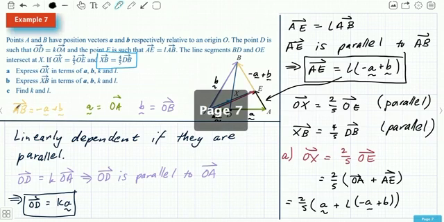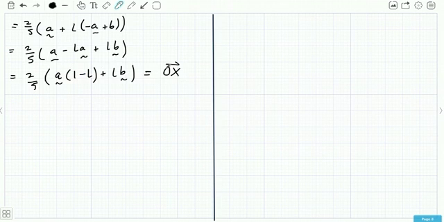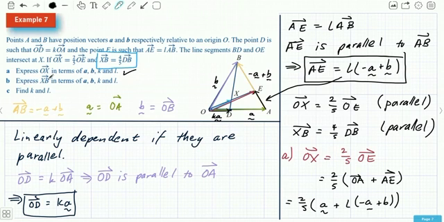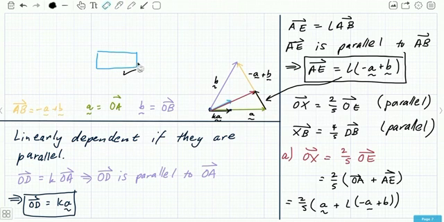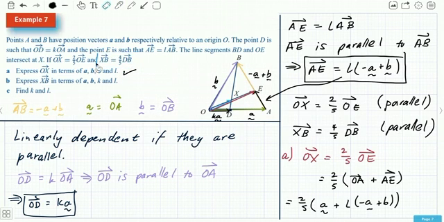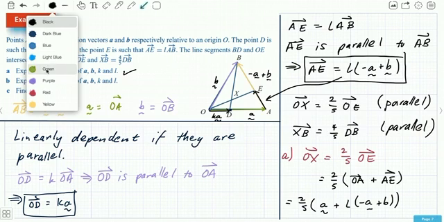So you can see that the question was asking us to express OX in terms of A, B, K and L, and you've expressed OX in terms of A, B and L. There's no K here because it's not relevant to the question. So we've done that one. The next one is XB, and we've got this expression here for XB, in blue.